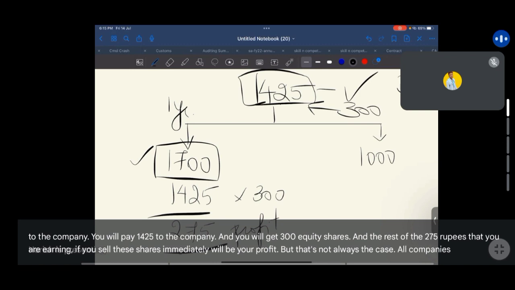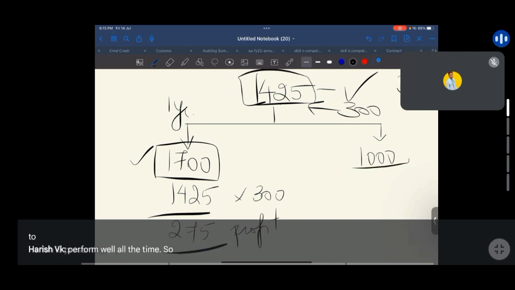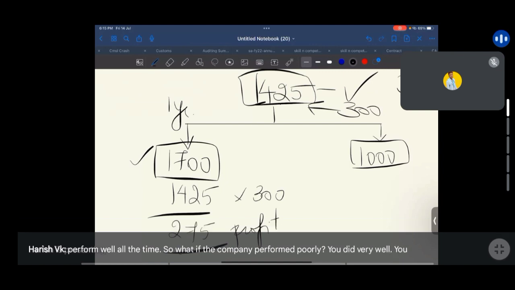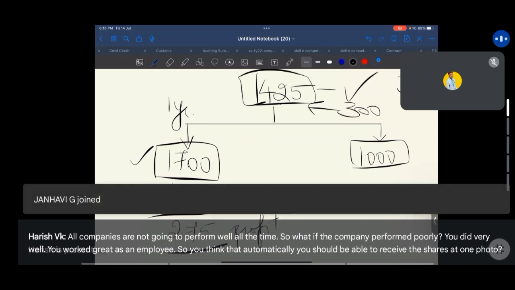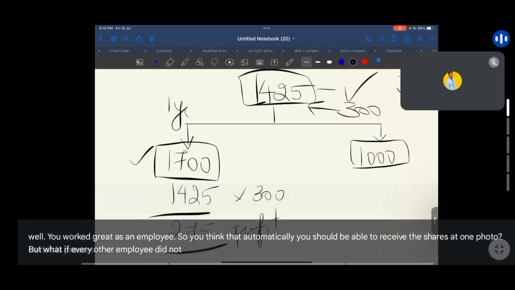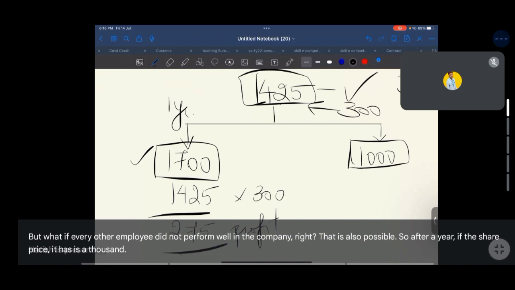All companies are not going to perform well all the time. So what if the company performed poorly? You did very well. You worked great as an employee. So you think that automatically you should be able to receive the shares at 1425. But what if every other employee did not perform well in the company, right? That is also possible. So after a year, if the share price is at 1,000, would you go ahead and buy the shares by paying 1425 or not?